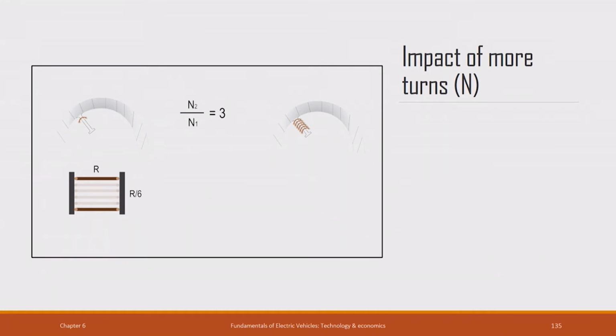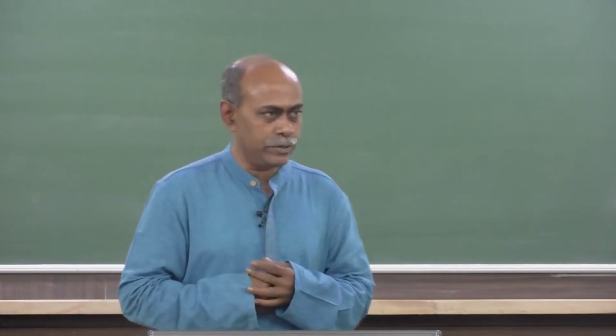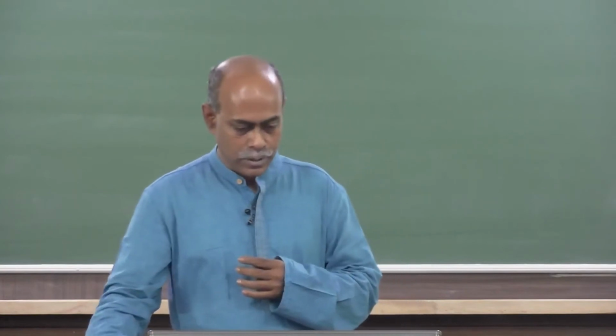So, let us say I have a design of a motor where there is only one turn and 6 parallel strands. I am putting 6 parallel strands because I can afford in the space constraints to accommodate 6 conductors, means 6 wires. There is enough space for 6 conductors. I need only one turn, so I put 6 conductors in parallel and I get an effective resistance of R by 6.